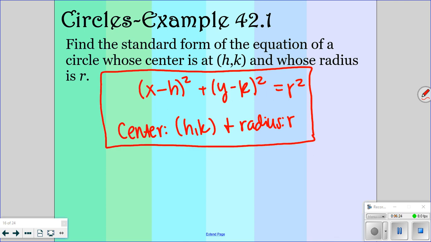And you may remember that from geometry. We did go over it then, or you may have forgotten it. But you definitely want to know this formula.